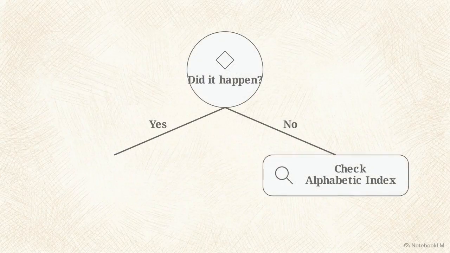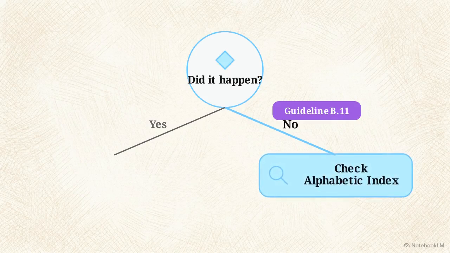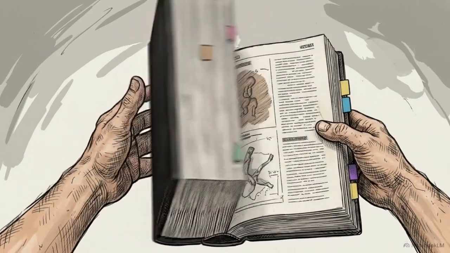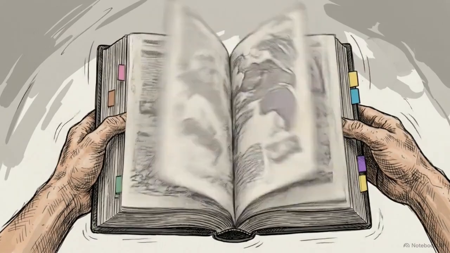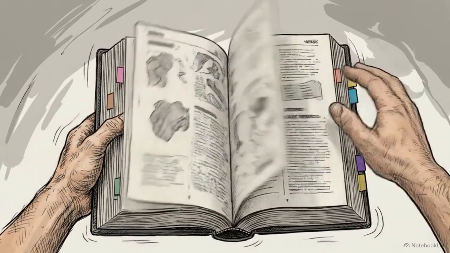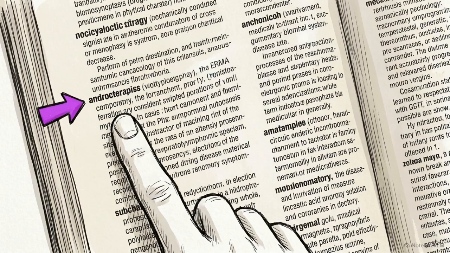Now let's reset the flowchart and watch the no pathway illuminate. This is where the specific rules of guideline B.11 take over. The condition did not happen, so your next instruction is to check the alphabetical index. The moment you confirm the condition was averted or hasn't occurred yet, you must physically or digitally open your ICD-10-CM alphabetic index. Looking at this open index book, you can see exactly what to search for.